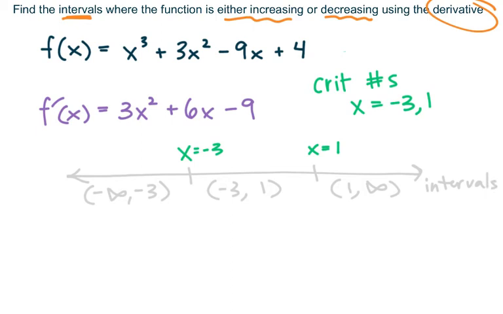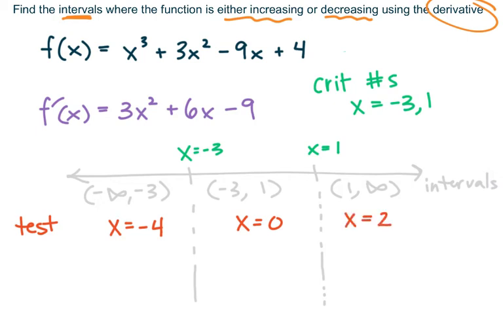From here, we want to choose a value on each interval, a test value. It could be any number that we desire. We just want a number that's nice and easy to deal with. So over here on the left, sure, I could choose like negative 10, but a smaller, easier to deal with value to test might be x equals -4. Any number between -3 and 1, I would choose x equals 0. And then on this third interval, greater than 1, I'm going to choose x equals 2.